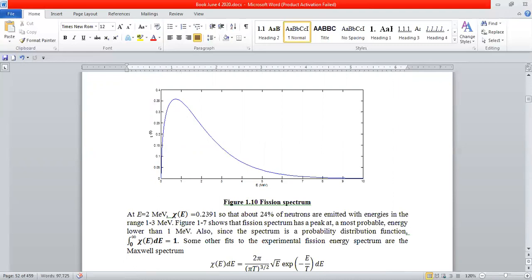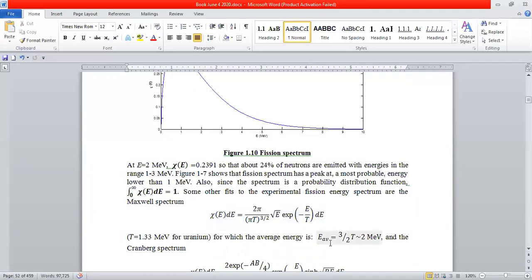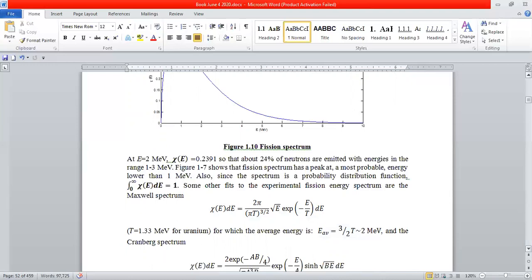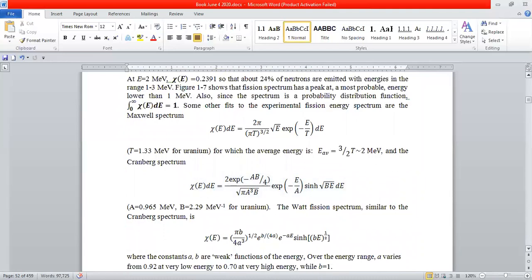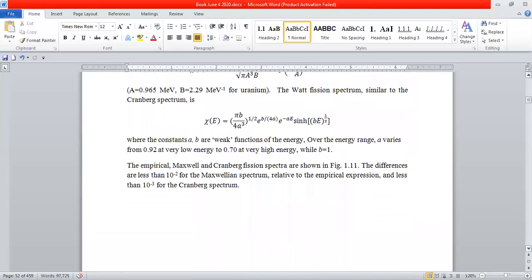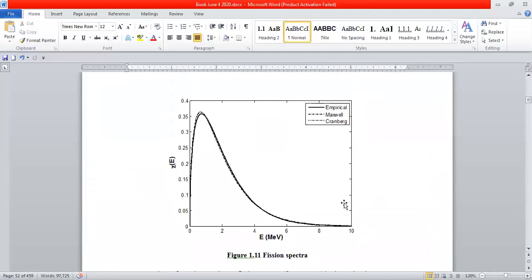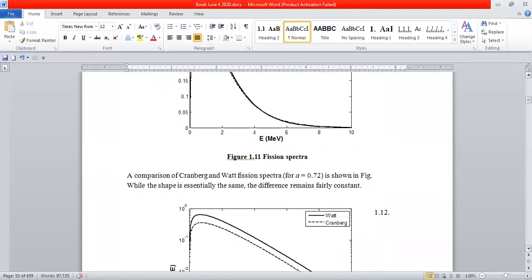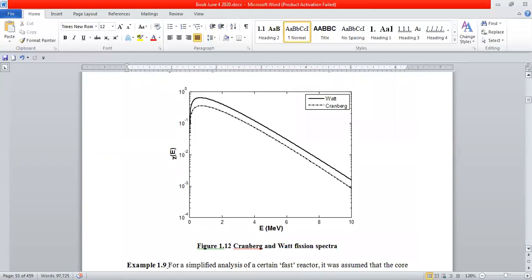And I would say that a fission spectrum, with this data for uranium, would give you an average energy close to 2 MeV. So there are various spectra that we use. We use the Watt spectrum, we use the Cranberg spectrum; the Watt fission spectrum is similar to the Cranberg spectrum. So these models have been made, and you can see these models and how they are. So these are the empirical Maxwell and Cranberg spectra. Okay. So here's the comparison for the energy distribution that you would find.